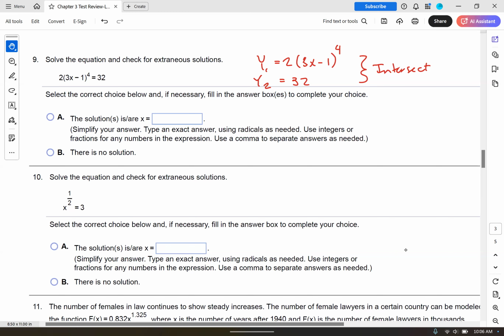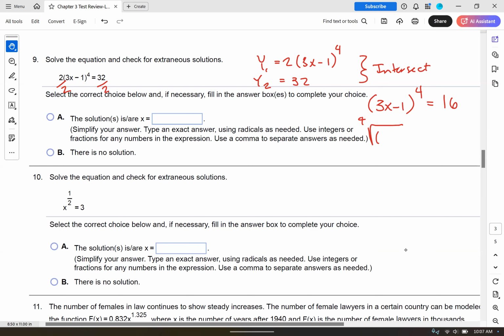Well, because you got it raised to the 4th power. Yeah, it's way too much work. So what you can do algebraically, though, is you can divide both sides by 2. So let's write that over here. So now I have (3x minus 1) to the 4th is equal to what? 16. 32 divided by 2, is that 16? And then you take the 4th root of both sides.